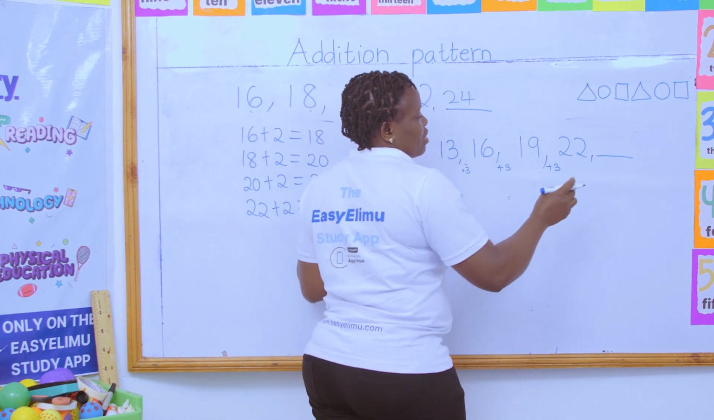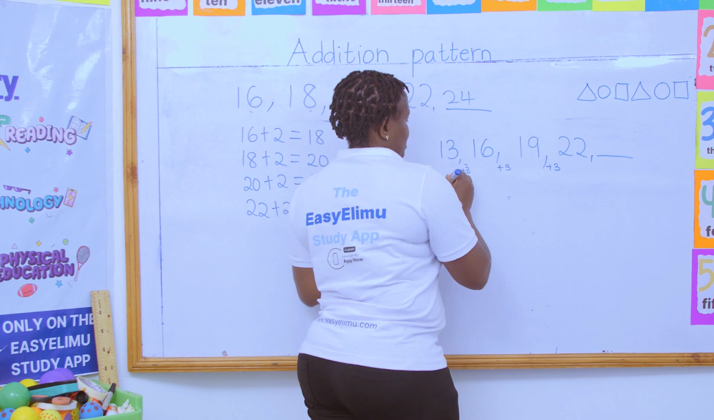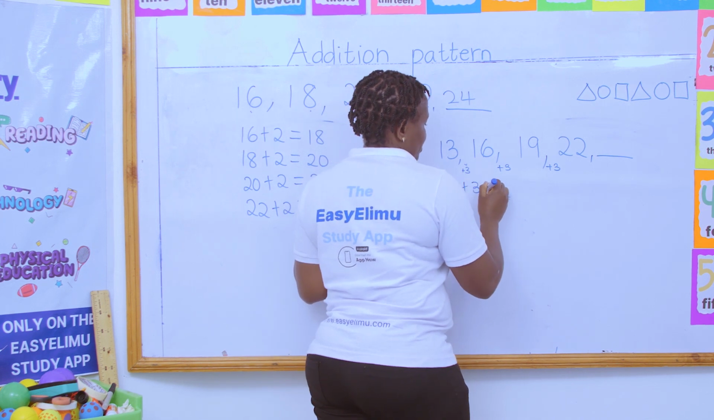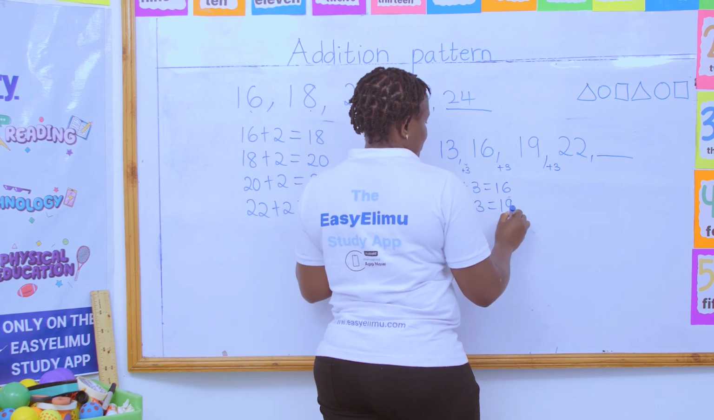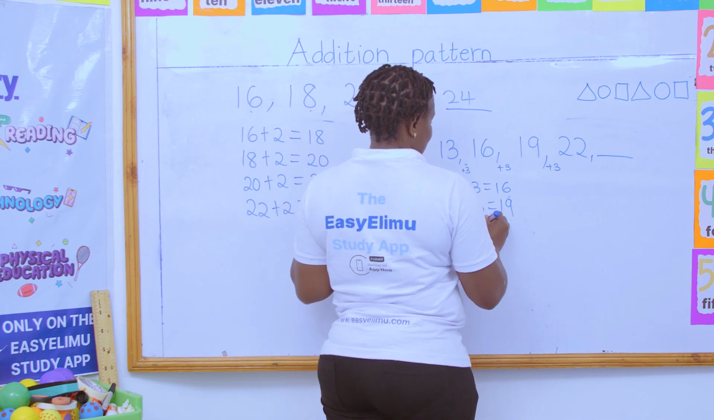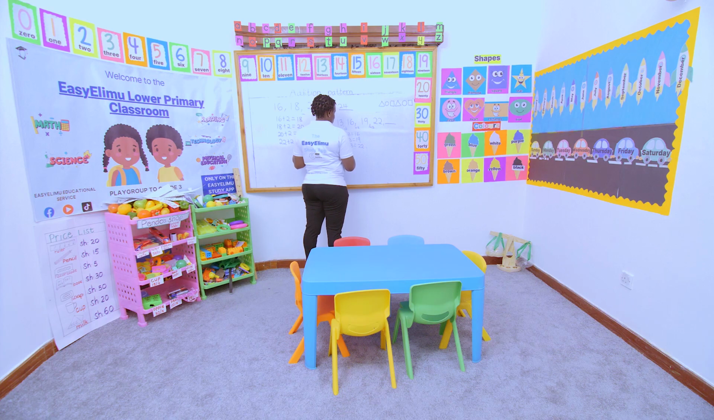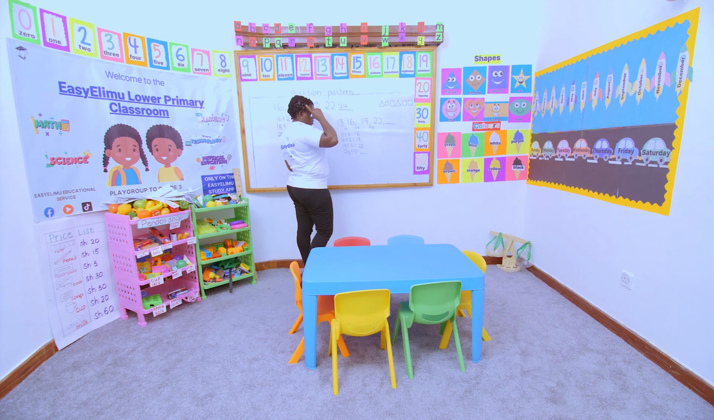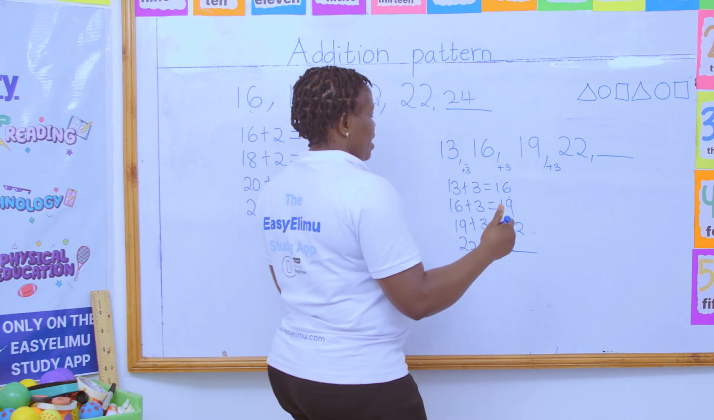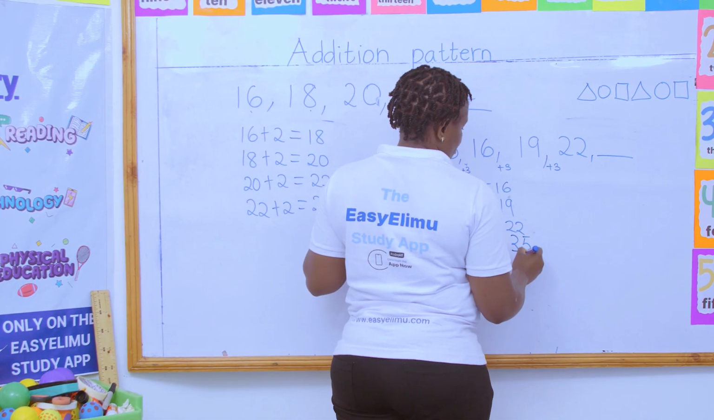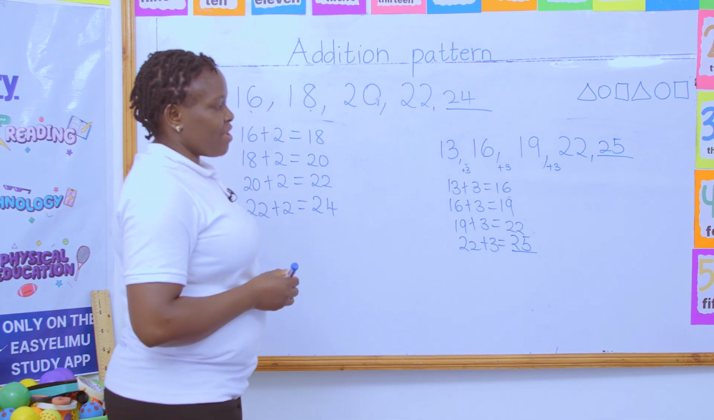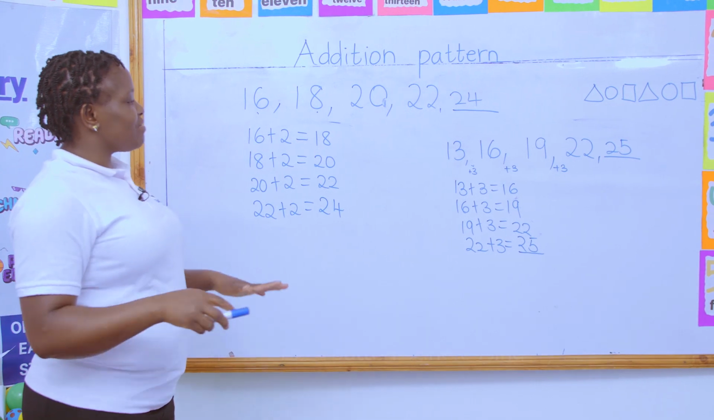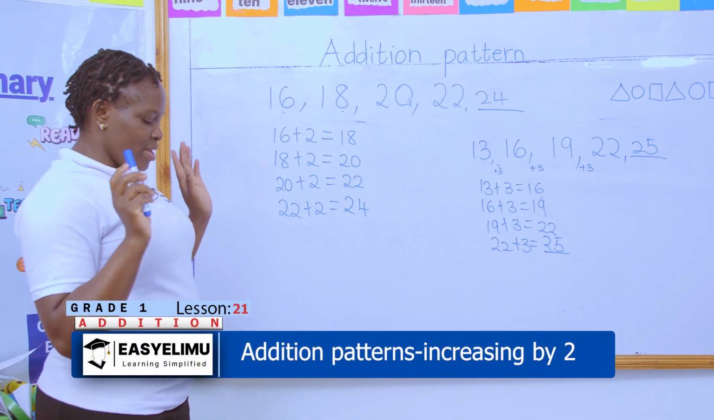So when I'm asked which one will be my next number, I'll do the same. 13 plus 3 should give me 16. Then I take the 16, I add 3, I get 19. The 19, I add 3, I get 22. Now 22 plus 3 should give me what? 22, 23, 24, 25. So 22 plus 3 gives me 25. So my missing number is 25. You can repeat that with different numbers, depending on what exactly you want.